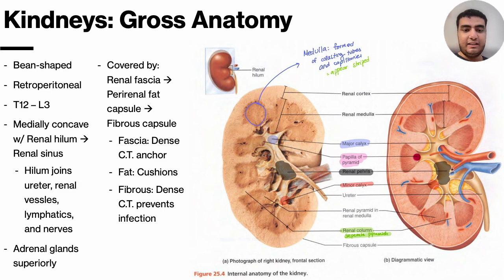They are also bounded superiorly by the adrenal glands or the suprarenal glands, which produce a variety of hormones, which were discussed in the endocrine system. They are covered by several layers, which include a fibrous capsule, and that fibrous capsule is bounded by some perirenal or perinephric fat, which is all together covered by renal fascia. And the fascia is considered dense connective tissue, along with the fibrous capsule as well.